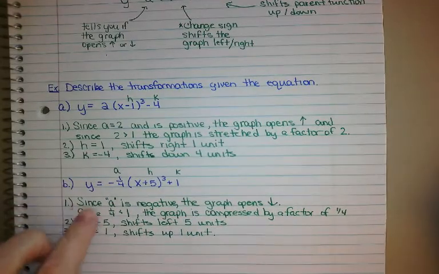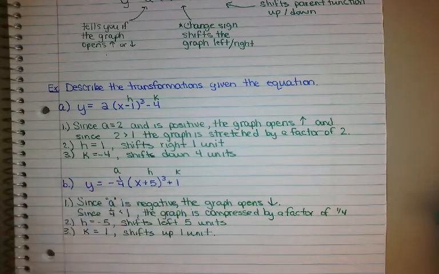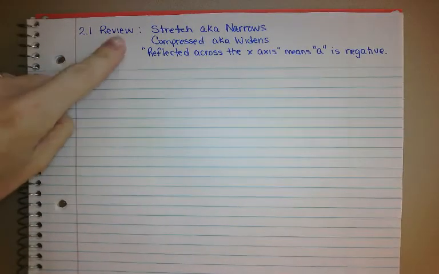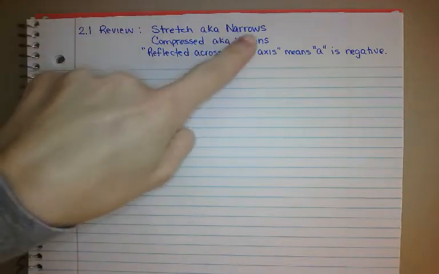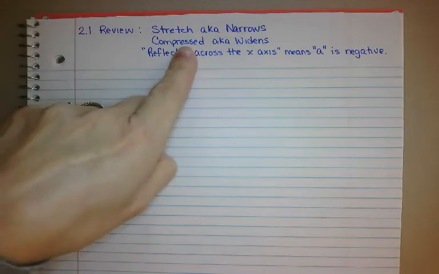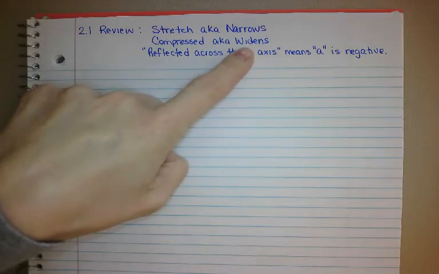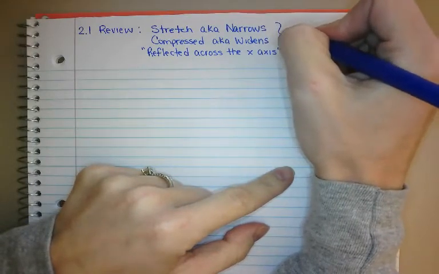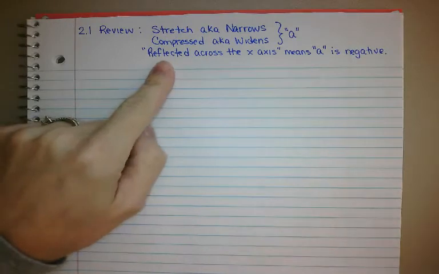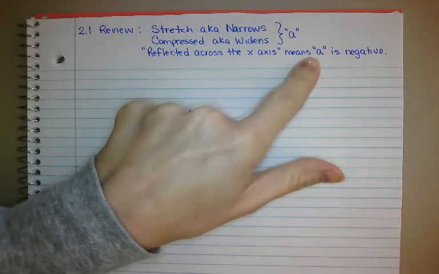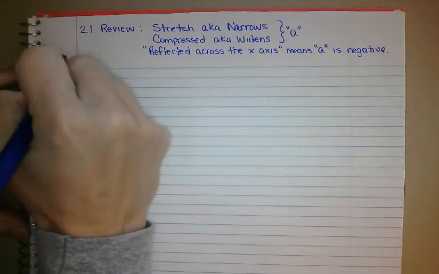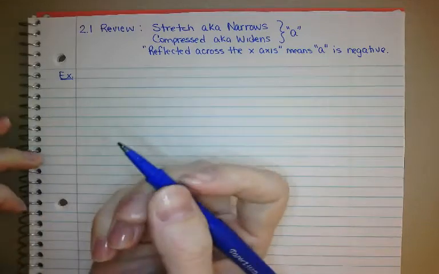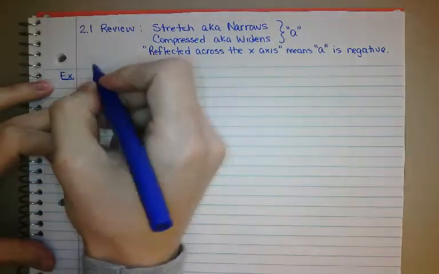Okay, let's look at some examples where they give you the description and you write the cubic function. All right, so I wanted to just put some key things on here for 2.1. Again, stretching means that they are narrowing the graph. If they say a compression, that means that the graph is widening. This is all a descriptor for your A. Okay. If they say that we have been reflected across the x-axis, that means that the A is negative. All right, so in this example, we're going to write the equation of the transformed function.